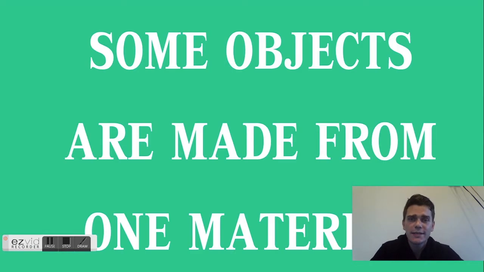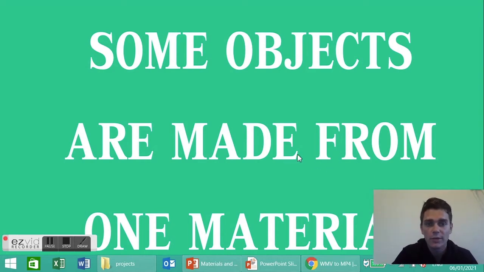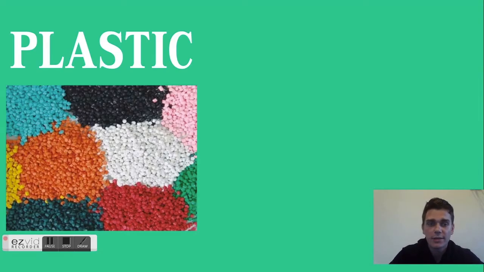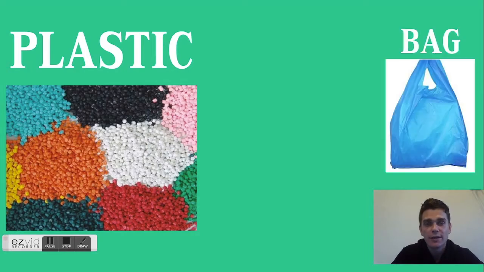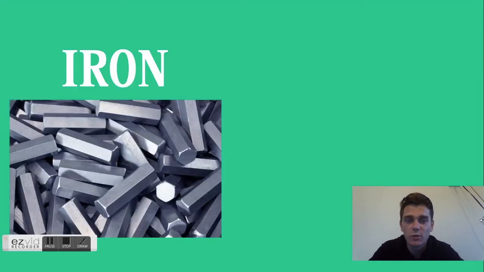So some objects are made from one material, right? Some objects are made from one material. Okay, what is it? Repeat after me. Plastic. Okay, material is plastic. What object is made of plastic? Plastic bag. Repeat after me. Plastic bag. Okay, and plastic bottles. Repeat after me. Plastic bottles. Alright? Okay, what is next one? What is it?